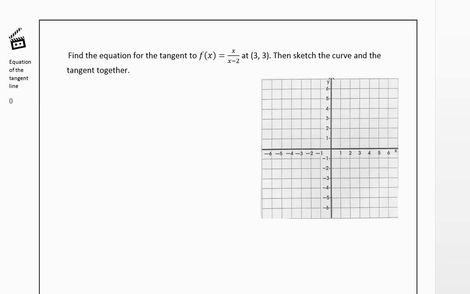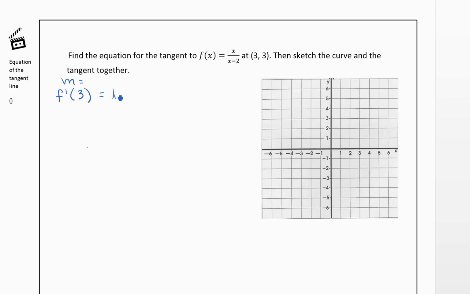We're now going to do another example of finding the derivative using the difference quotient. This says find the equation for the tangent to f of x equals x over x minus 2 at 3, 3. Then sketch the curve and the tangent together. So what we're really looking for here is f prime of 3, and we'll use that to find the equation of the tangent line. But this will be the slope.